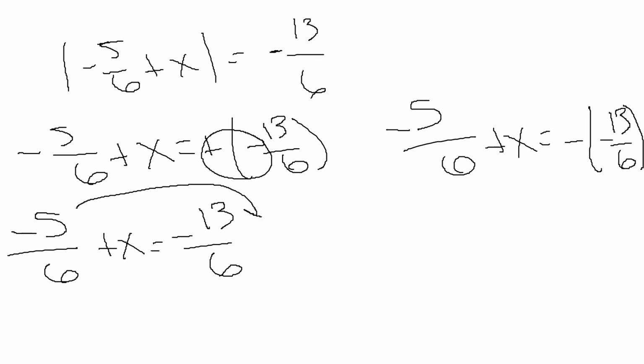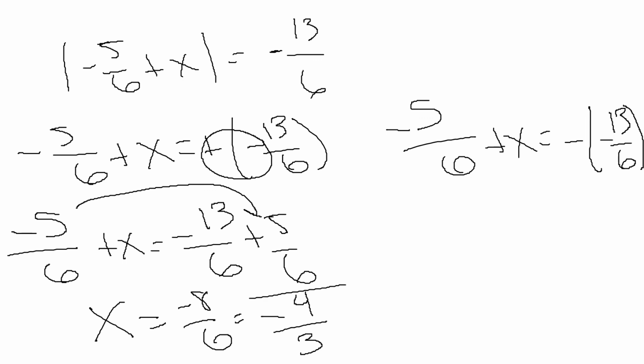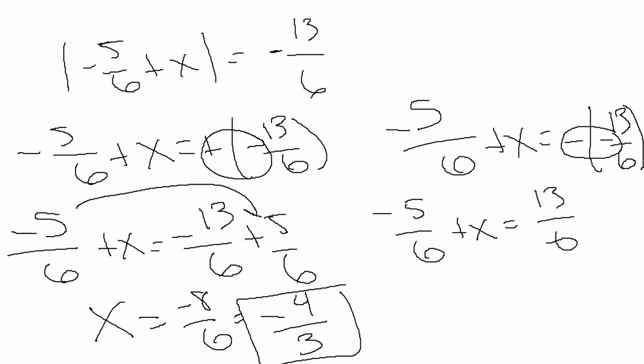Move my minus 5/6 over, and it's going to become a plus. The negative 13/6 plus 5/6 gives me negative 8/6. That can be reduced. They can both be divided by 2. 8 divided by 2 is 4. 6 divided by 2 is 3. So there's that. Now on here, minus a negative becomes a plus. Move my minus 5/6 over, and it becomes plus 5/6. 13 plus 5 is 18/6. Now 18/6 is a solid answer. That becomes 3.